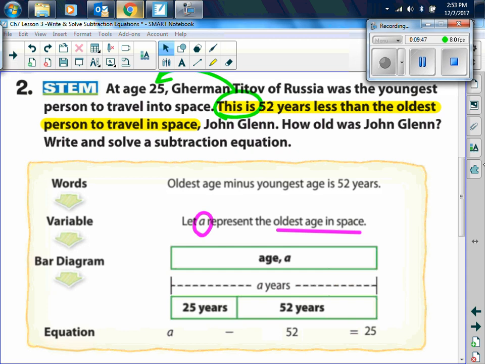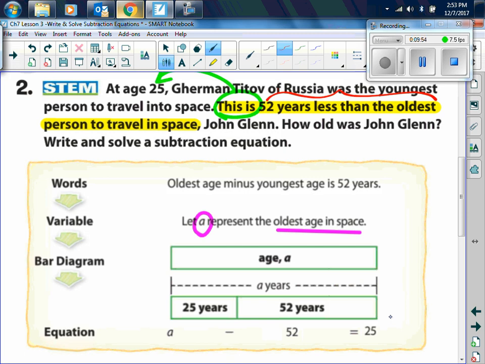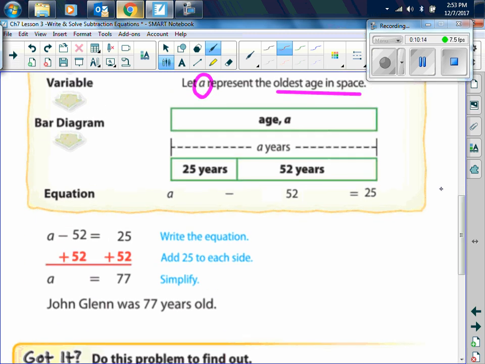So here, to write 52 years less than the oldest person to travel in space, we're going to write the A, which is the age, minus the 52. Is everybody clear with that? And that is equal to 25. So there is your equation. Is everybody clear with that? So now we can solve it. So here we have A minus 52 is equal to 25. On this one, you're going to add 52 on both sides, and A is equal to 77.